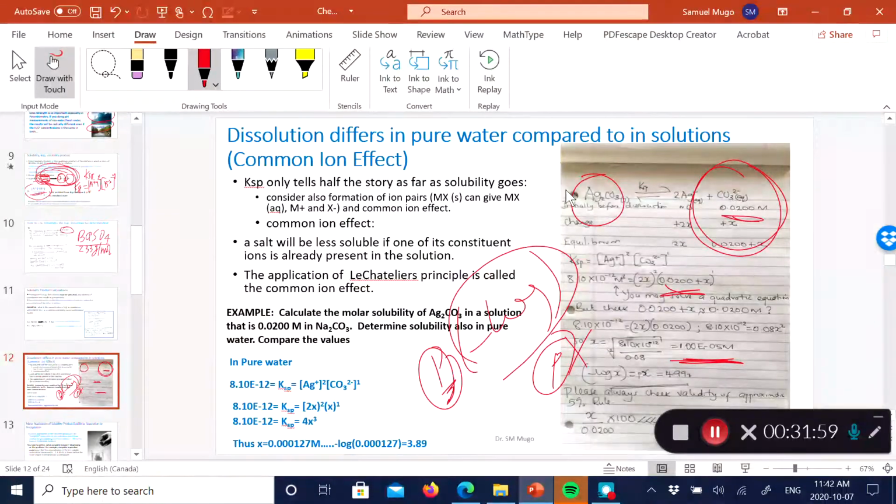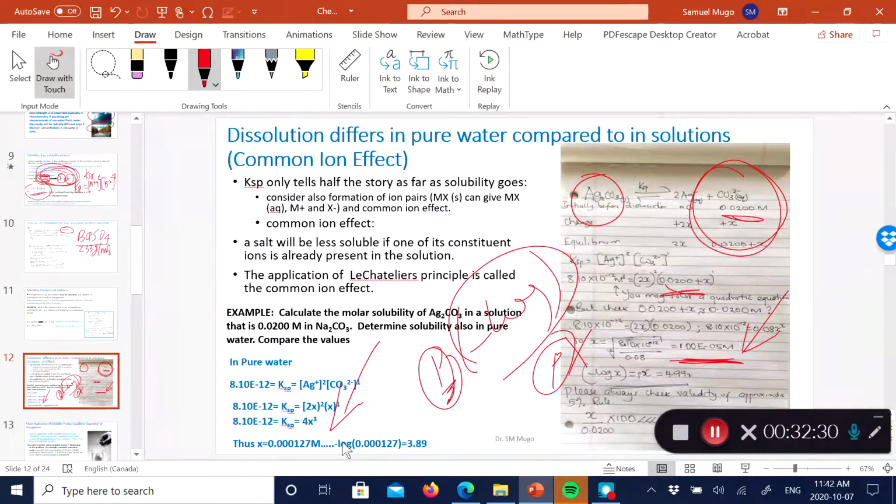For 1 mole of this, you're getting 1 mole, which is x. And then you can just substitute it into the equilibrium expression. You get that, and then you calculate the x, and you're going to see it is 1.27 times 10 to the power minus 4. So you can see it's a major difference. It's an order of magnitude more soluble. You can see this one is much more soluble than this.